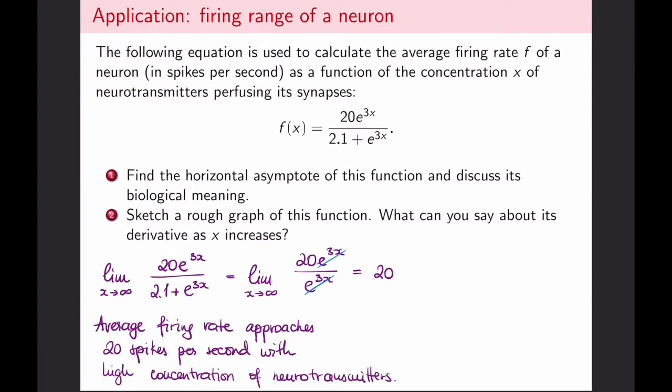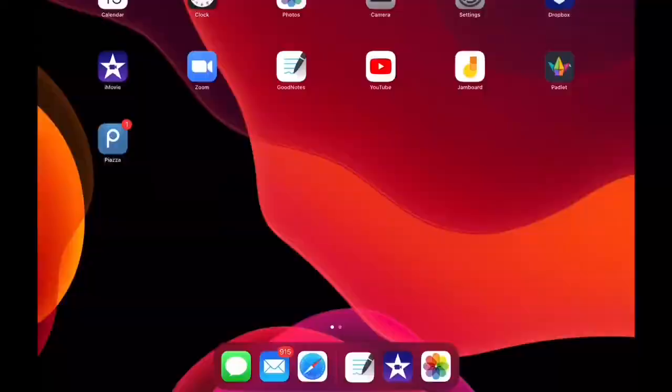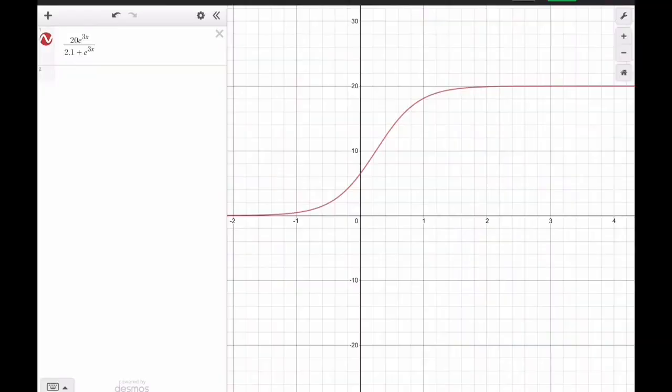Now let's take a look at the second part of this question that's asking to sketch a rough graph for this function and then discuss the derivative. Of course, we can throw all kinds of Calculus 1 tools at this function to produce a reasonable sketch of it, but we can also ask Desmos to simply sketch it for us. Here's the sketch of this function. I have adjusted the scale to see a meaningful picture here, and this visually confirms the fact that our computed horizontal asymptote was at 20.